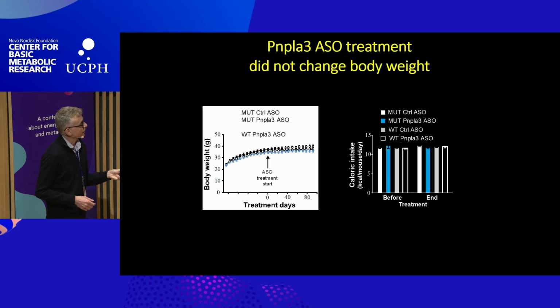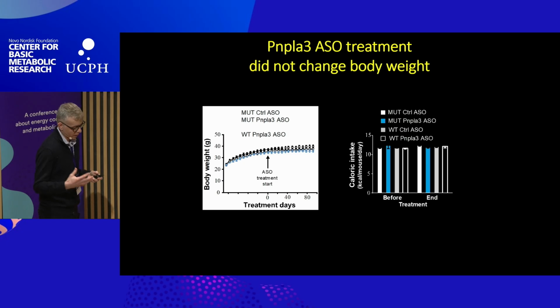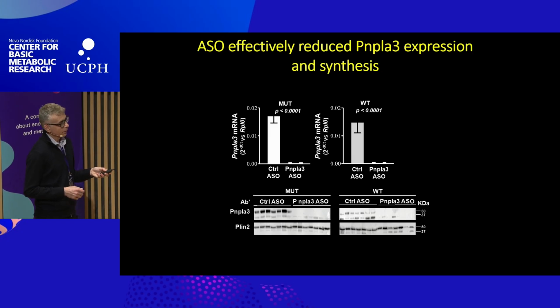And you see that the ASO was well tolerated, at least in body weight, no difference. This is where the treatment was started. Also no changes in caloric intake. It did work very well at reducing the protein at the mRNA level. This is the mutant mouse and this is the wild-type mouse. And you see also at the protein level, the protein was almost gone.